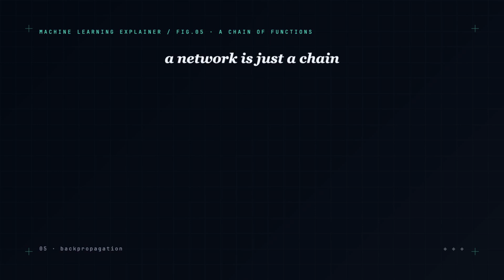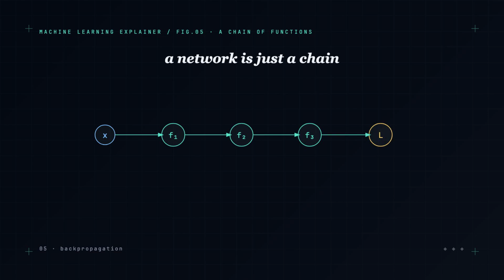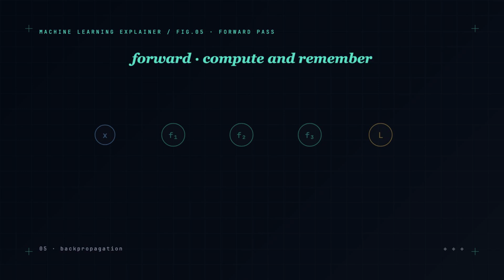A chain of functions. The input flows into the first layer, whose output flows into the second, into the third, and finally into the loss at the very end. Each layer is one link. To train, we need to know how the loss at the end depends on the weights way back at the beginning. The chain rule is built for precisely this. It happens in two sweeps.